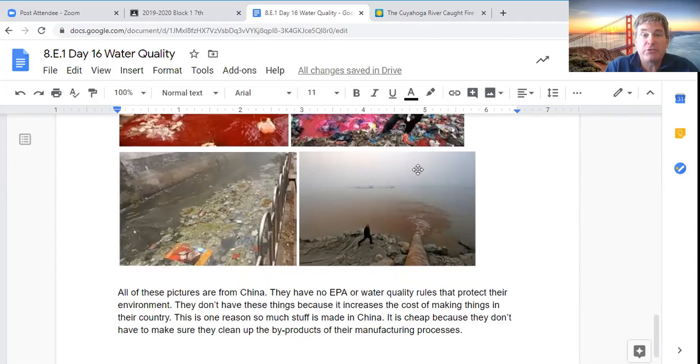In searching for these pictures, I ran across things that said like 60% of the groundwater in China now is contaminated to the point where you can't drink it. 60% of their groundwater. They may be the most populous place on the planet right now. They may think they're a first world country. They may think, oh yes, we are on par with the United States. They are not. They still let stuff like this go on.